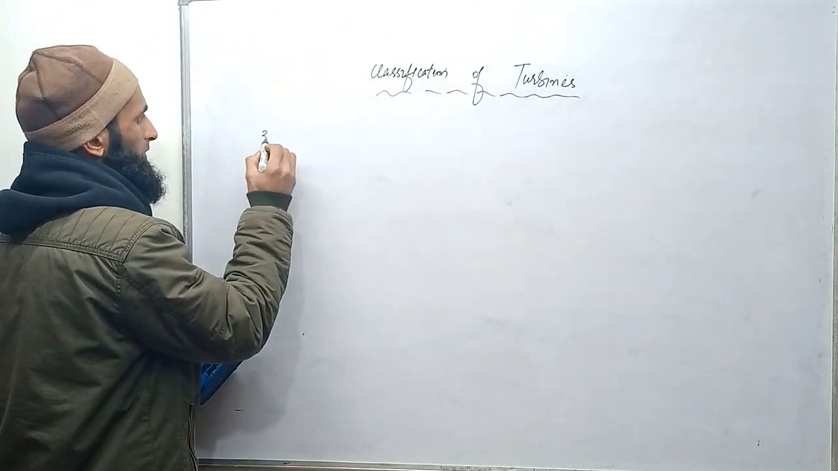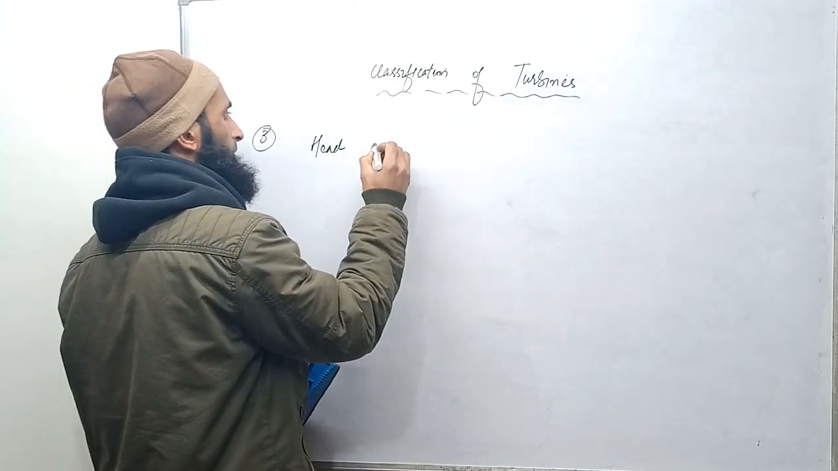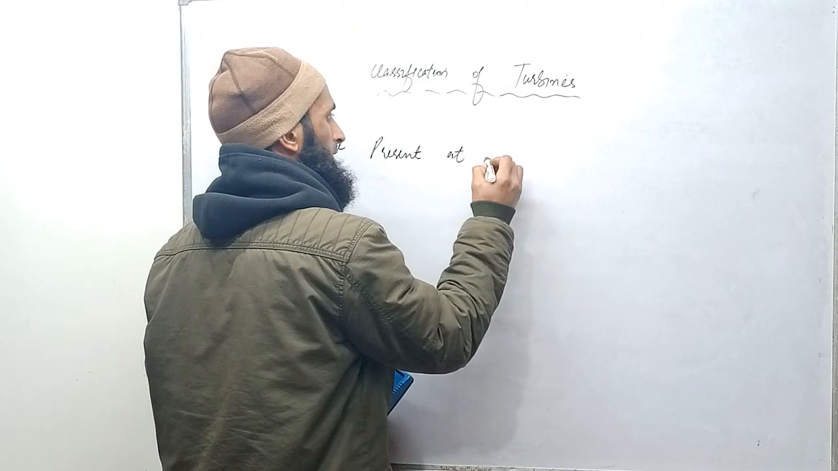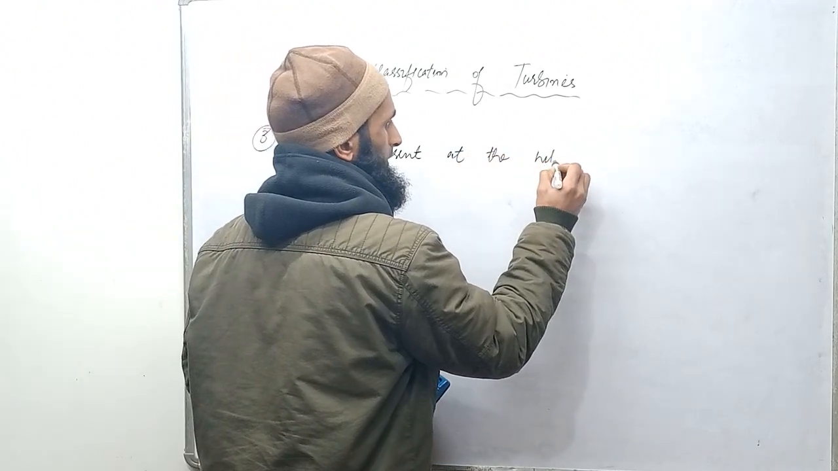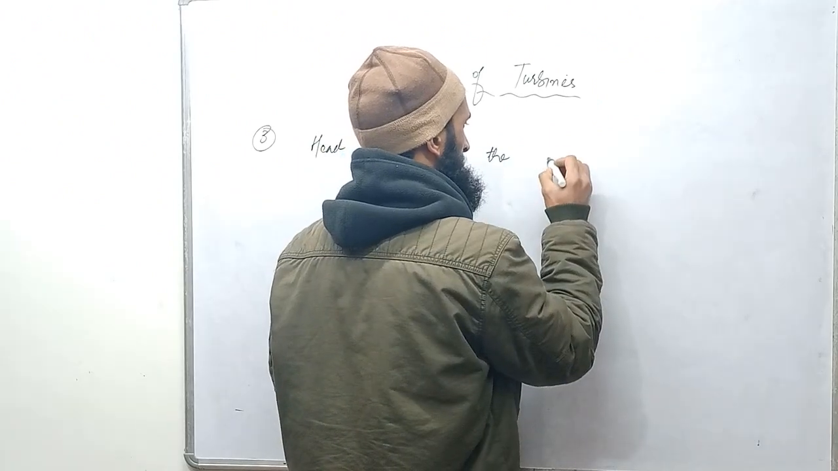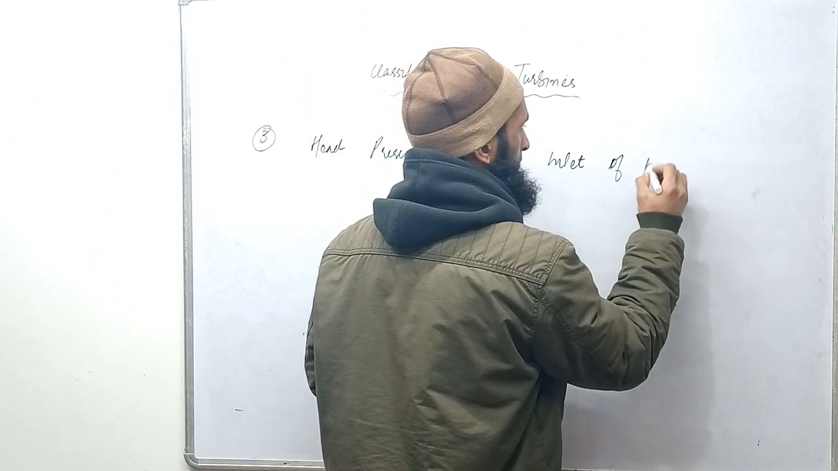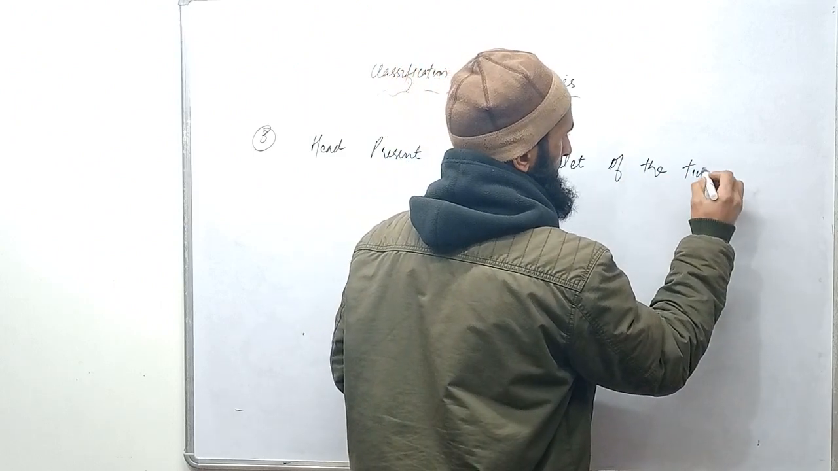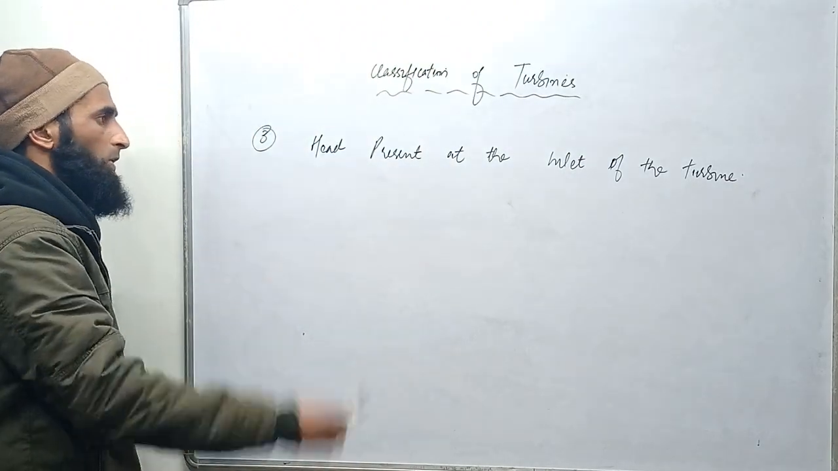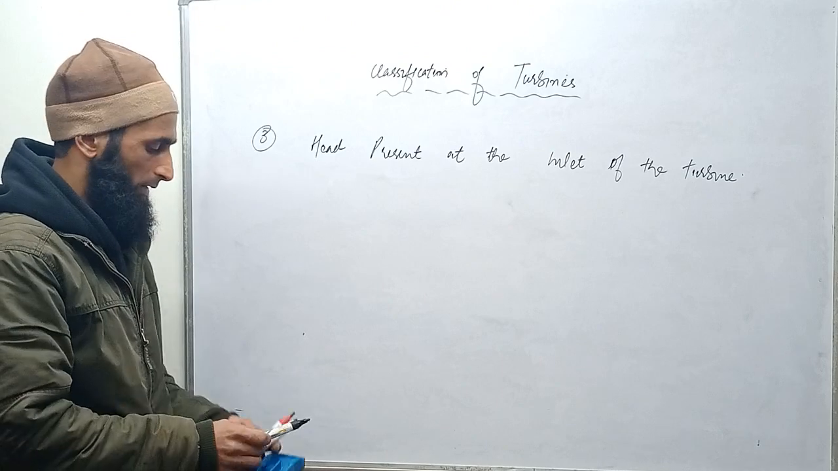Third classification is based on the head present at the inlet of the turbine. Based on this parameter, we have three types of turbines.